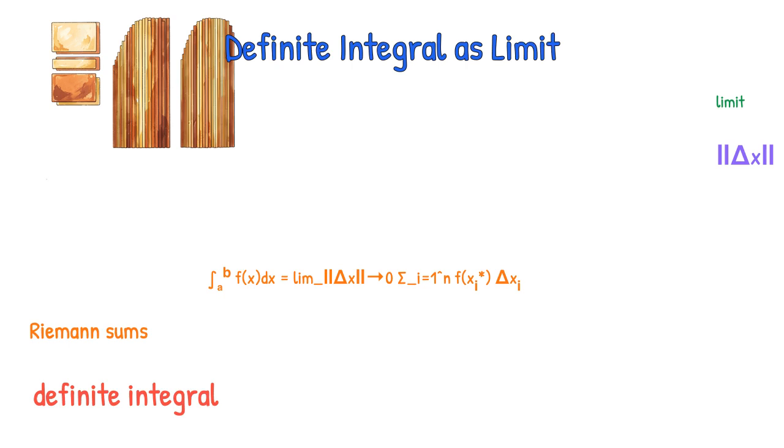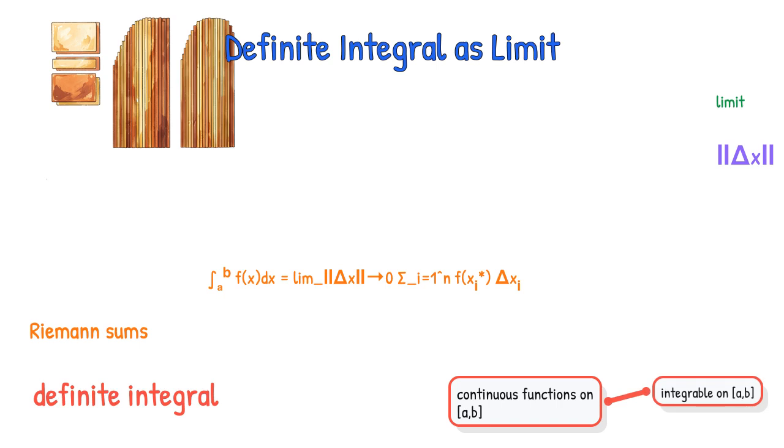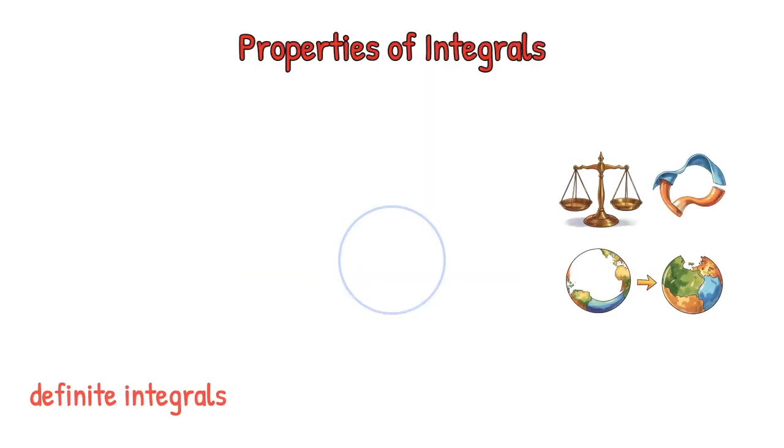If this limit exists, which it does for continuous functions on the closed interval from a to b, then f is said to be integrable on that interval. Geometrically, for non-negative f of x, this integral represents the exact net area between the curve and the x-axis over the interval from a to b. Definite integrals obey essential algebraic rules vital for computation and manipulation.